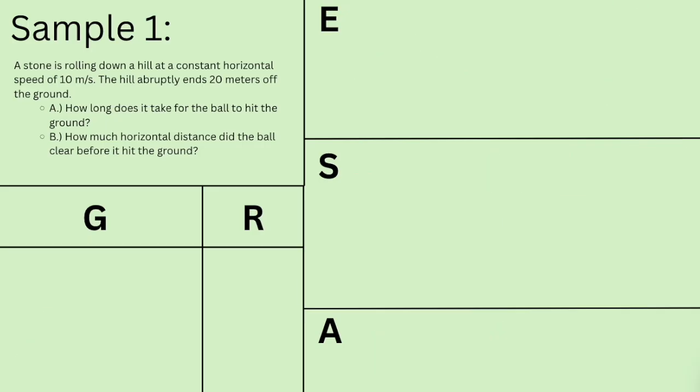Here we will be now solving for B. How much horizontal distance did the ball clear before it hit the ground? Here we will be solving for the horizontal component of the problem, meaning the things we used in the other problem and the values we have assigned to those variables, some of them will not apply here, so we have to establish the given again.